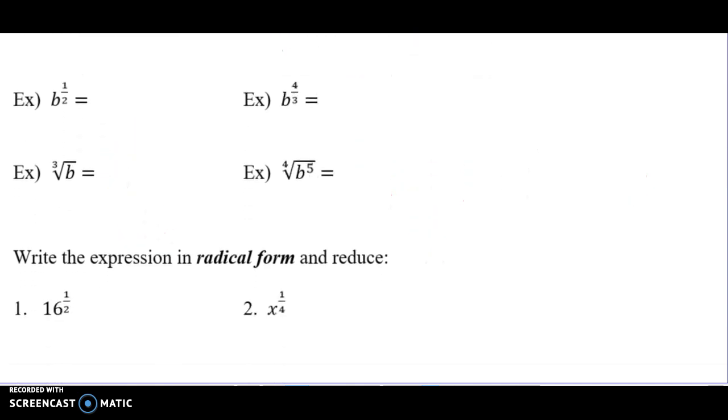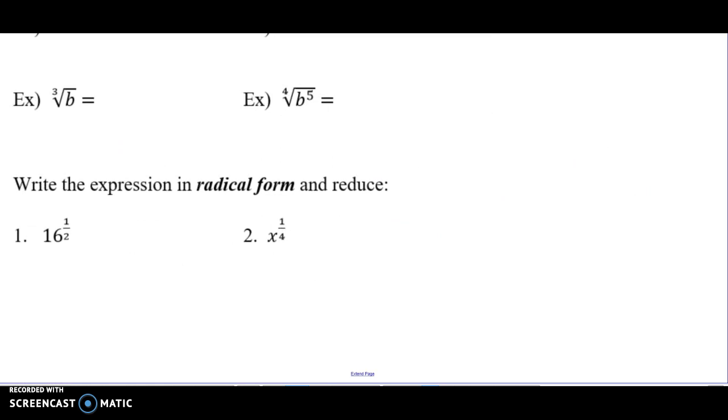So let's do number 1, 16 to the 1/2. Now you can put that in your calculator and get an answer. It's going to say 4. But the directions tell you to write it as a radical. So remember, these tests have points. And part of the points of this problem are going to be your ability to write it as a radical first. So you need to be able to show your work on these tests.